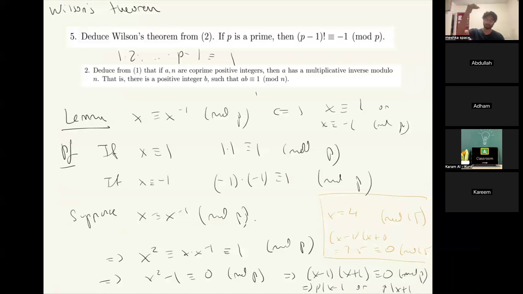So each pair gives us 1. How many pairs do we have? We'll have P minus 1 minus 2 over 2, so we'll get P minus 3 over 2 factors of 1. And then we get times 1 times minus 1, which is just minus 1 mod P. So it makes sense, the proof of Wilson's theorem.